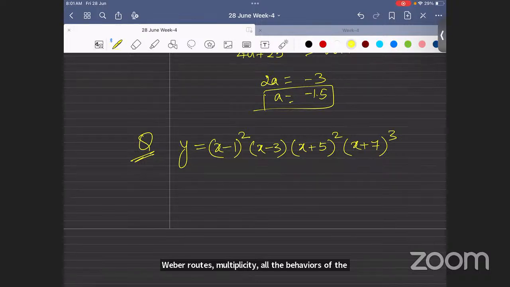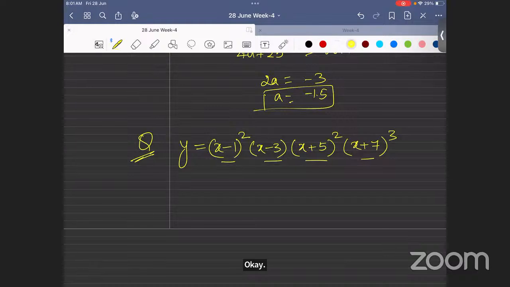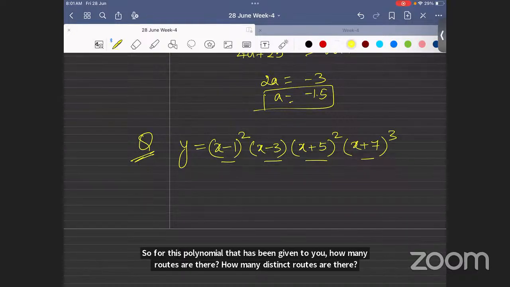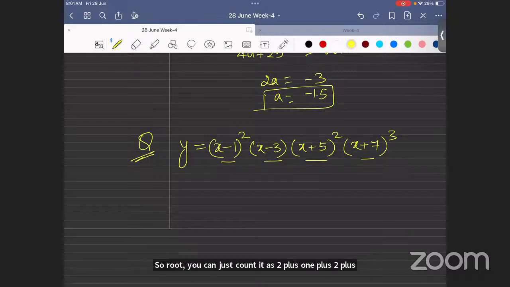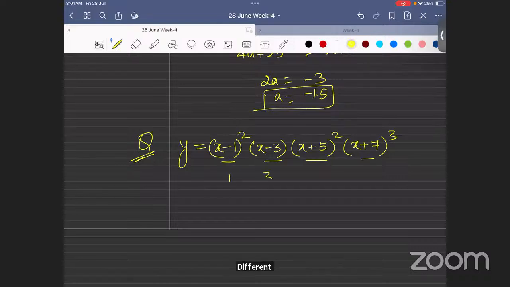So the first thing that you should know, to plot the given polynomial, is what the roots are and what the multiplicity of each is. For this polynomial, how many roots are there? You can just count it as 2 plus 1 plus 2 plus 3. But how many distinct roots are there? The distinct roots are 4, correct? So that is basically 1, 3, minus 5, and minus 7. These are the distinct roots that you have.